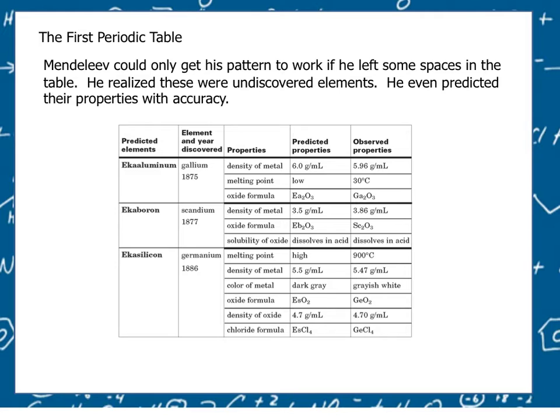So we can see, here's what he called the elements. He named them after the nearest element that they knew about. And then when it was actually discovered, you can see that the properties actually line up pretty well. So his pattern was working very nicely.